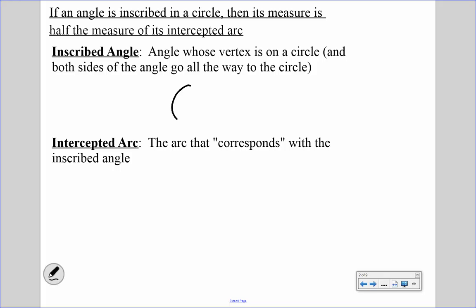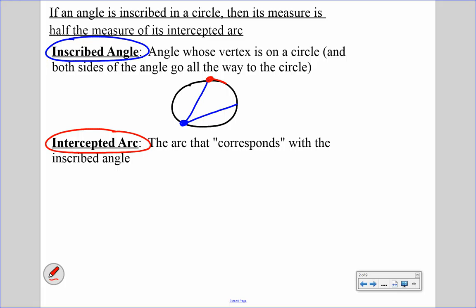If we were to draw a circle, it's an angle whose vertex is on a circle, and both sides of the angle go all the way to the circle. So what this looks like is the vertex is going to be on the circumference and go all the way to the other side of the circle. That is an inscribed angle. An intercepted arc is the arc that corresponds with the inscribed angle.